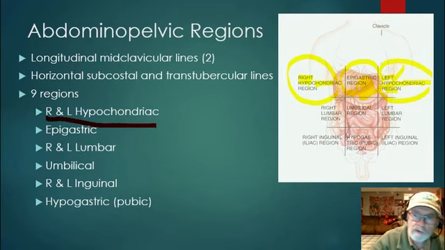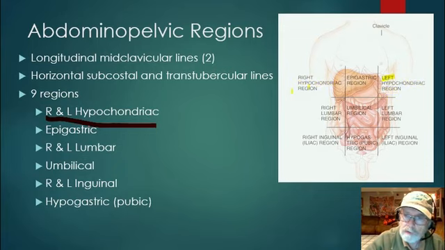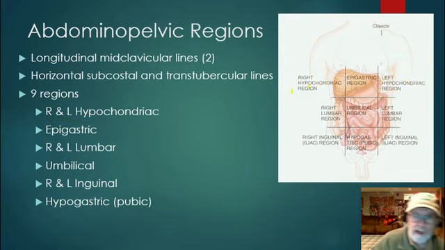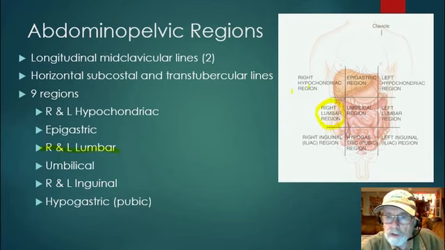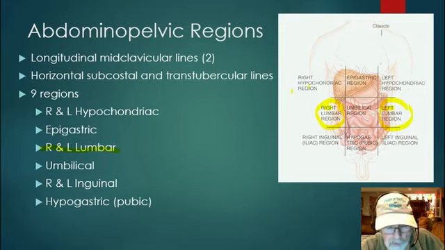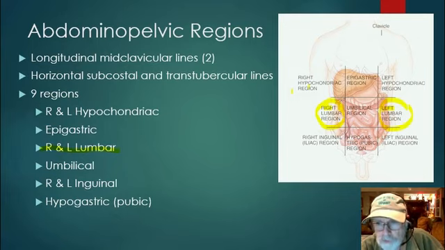Let's get rid of all those so we can see the next line. The next line we have is the right and left lumbar regions. So we've gone through hypochondriac and epigastric, now lumbar. Here's the right lumbar region, and here's the left. The easy things to remember are left and right. Hopefully you know that. If not, write a little L and R on your shoe.